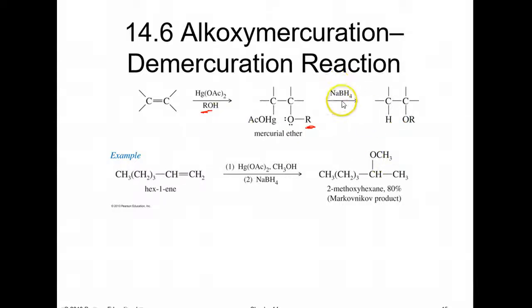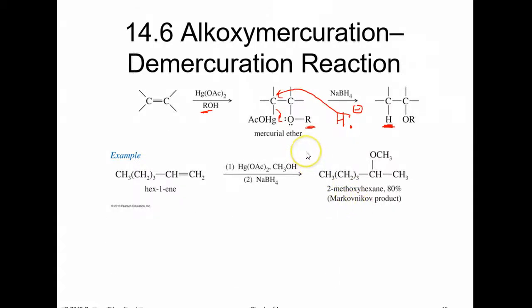All right, and then the second step was adding sodium borohydride, which acts as a reducing agent. Anytime you see sodium borohydride, remember, think of it as a hydride. So what this basically does is it comes in, attacks your carbon, and kicks out the mercury compound and replaces it with a hydrogen. Okay, so here's just a reaction. If you take hex-1-ene, add the mercury hydride, you will get the OR group on the more substituted carbon. So you get the Markovnikov product.